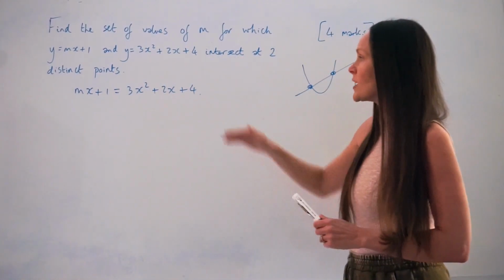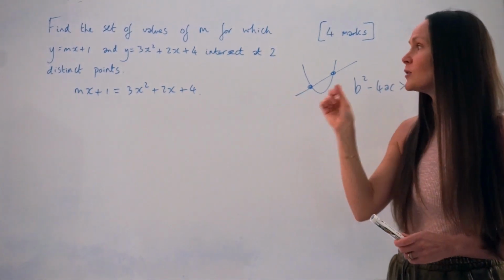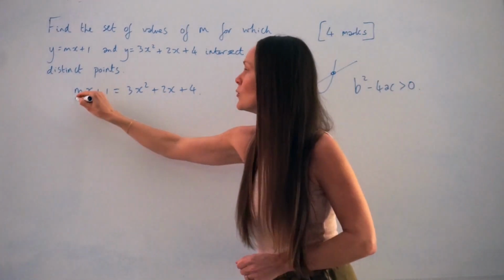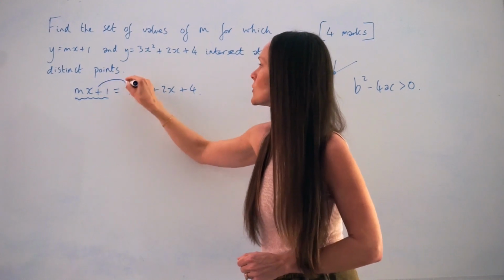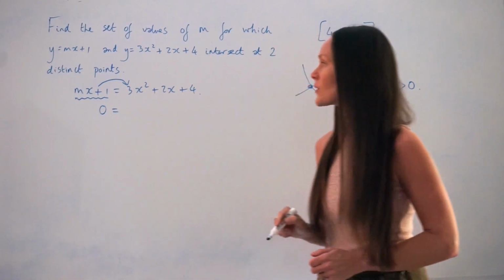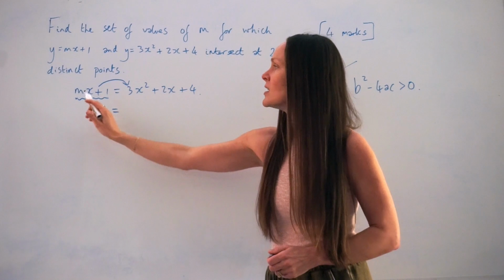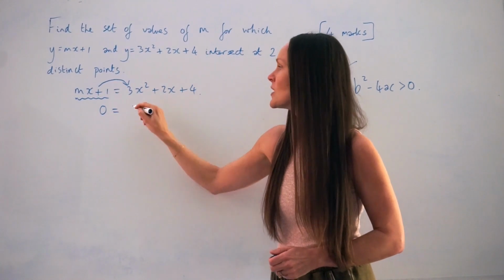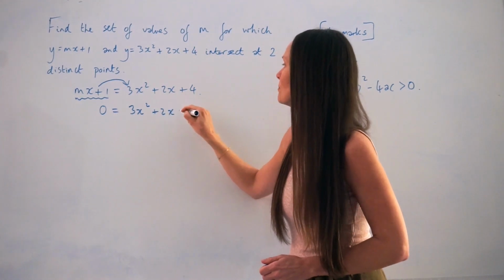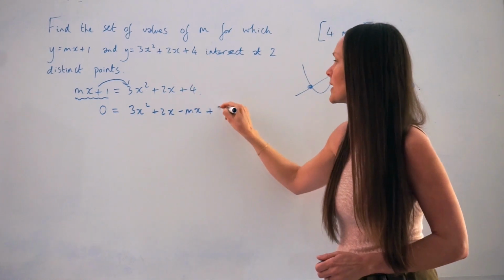So remember, your equation here has to equal 0 before you can pinpoint your values of a, b, and c and then work out the discriminant. So I'm going to move mx plus 1 over to the right hand side so that I have 0 on the left hand side of the equation. Remember, when these terms move across the equal sign, they change sign, so they're both going to change to negatives. So I now have 3x squared plus 2x minus mx, and if I subtract 1 from 4, I get 3.